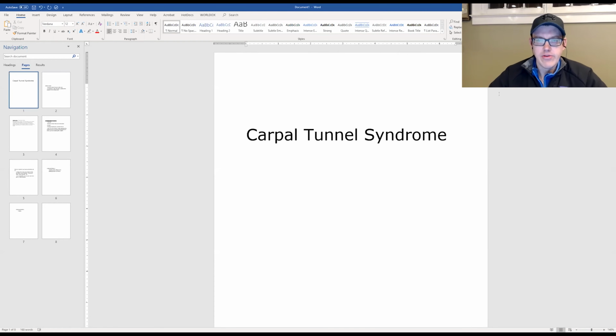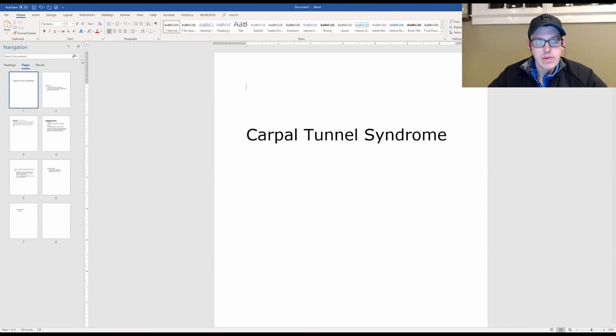So carpal tunnel syndrome is a unique condition. It's a unique injury. It comes with its challenges. It's certainly not the easiest type of work injury to get allowed. You can get it allowed, but there are challenges that come with carpal tunnel syndrome.